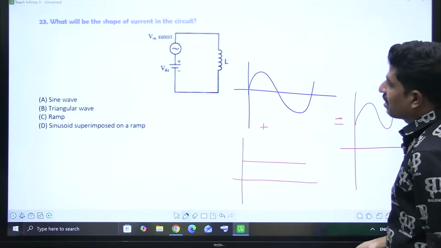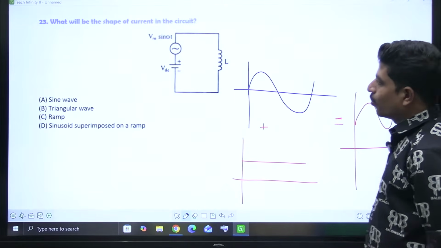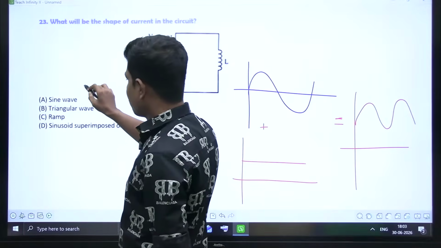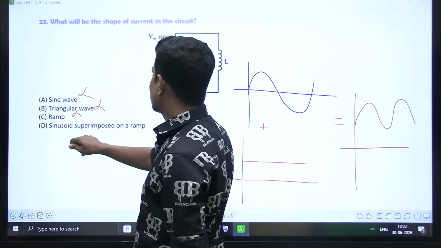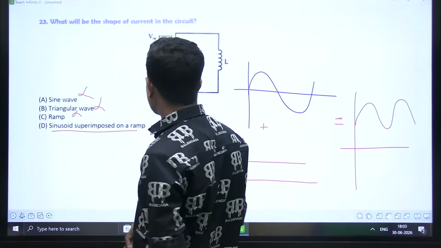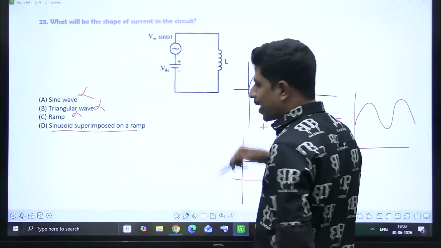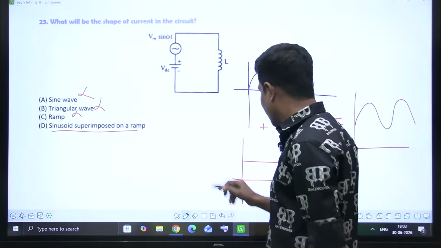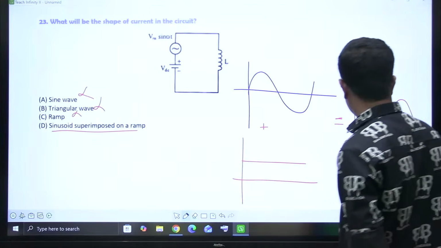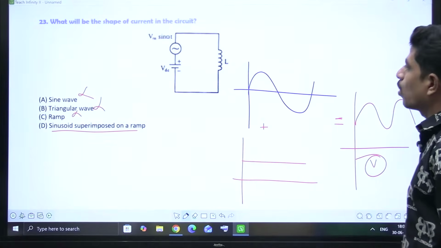This way you're going to get. That's all. Pure sine wave is not possible, not triangular, not ramp. Sinusoidal superimposed on a ramp. Yeah, fine. He's asking about the current. Correct. He is correct. I committed a mistake. It is the voltage, the overall voltage, what we applied.